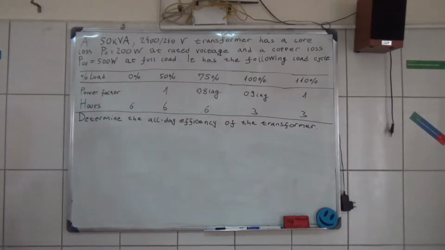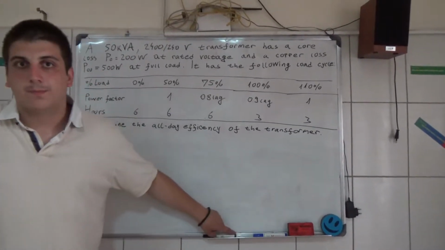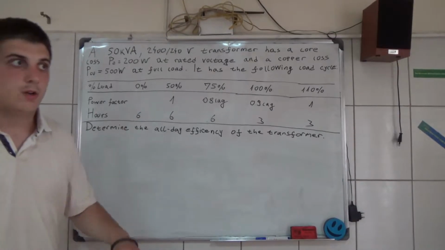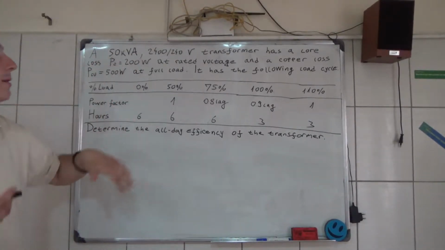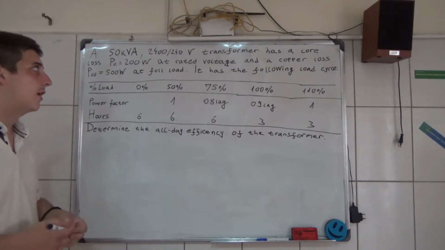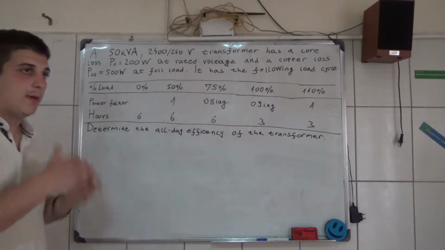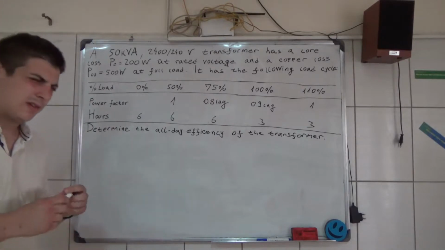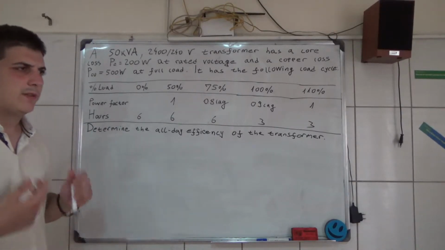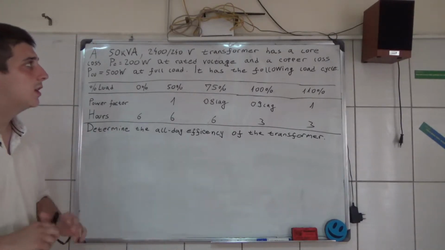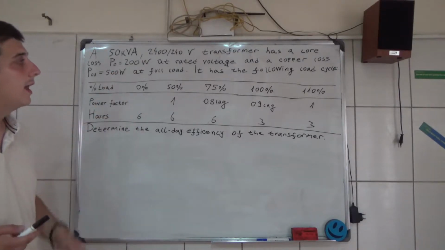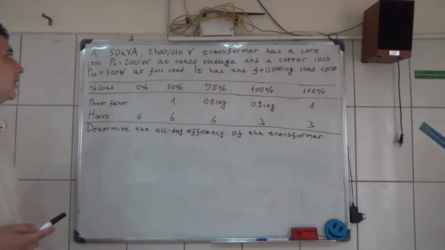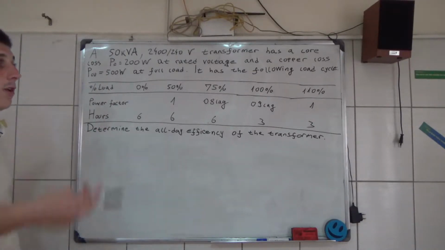Now let's do example number 5 in this course of the transformers. The example says a 50 kilovolt ampere, 2400 volts on the primary, 240 volts on the secondary of the transformer. Those are the rated voltages. It has a core loss of 200 watts at rated voltage and a copper loss of 500 watts at full load. It has the following load cycle.